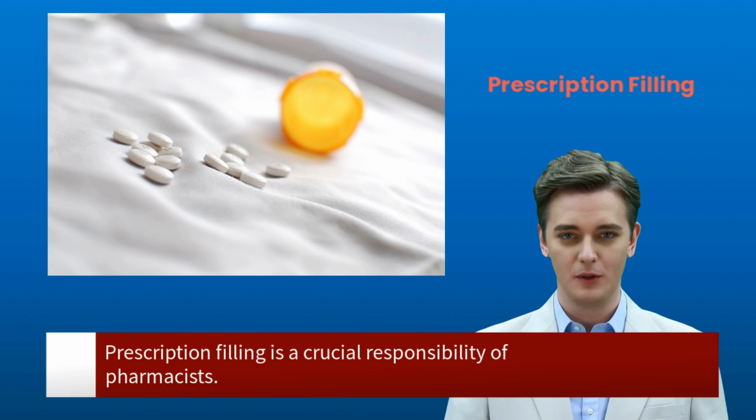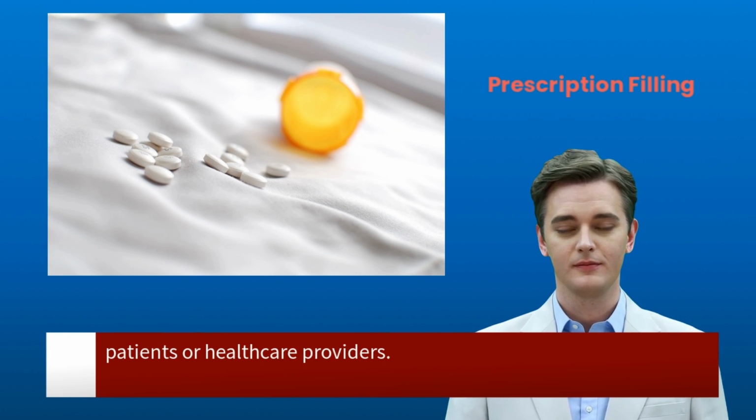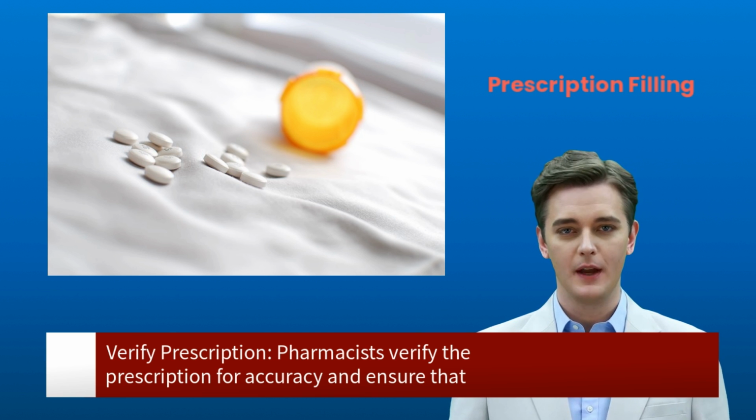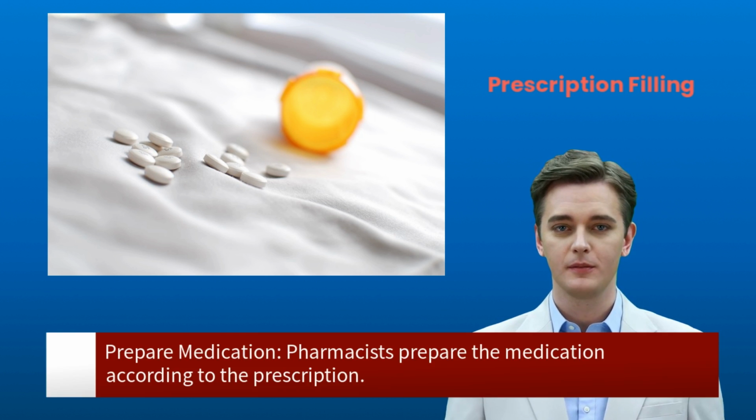Prescription filling is a crucial responsibility of pharmacists. Here are some basics of prescription filling. Receive prescription. Pharmacists receive prescriptions from patients or healthcare providers. Verify prescription. Pharmacists verify the prescription for accuracy and ensure that it is safe for the patient to take. They check for potential drug interactions, allergies, and dosage accuracy.